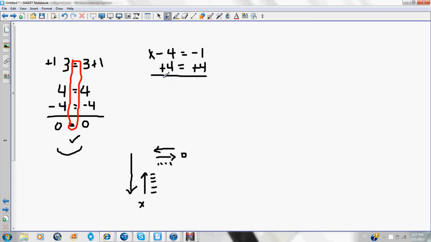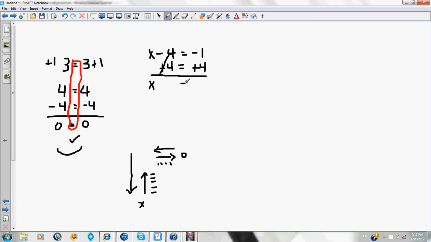So here we go. There's our line that divides our steps. We bring the x straight down because there's nothing underneath it. Plus 4 and minus 4. We did this so that they would cancel out, because minus 4 and a plus 4 equals 0.